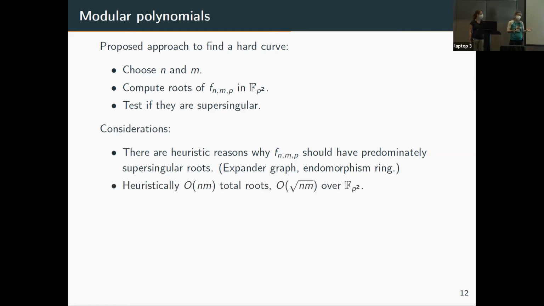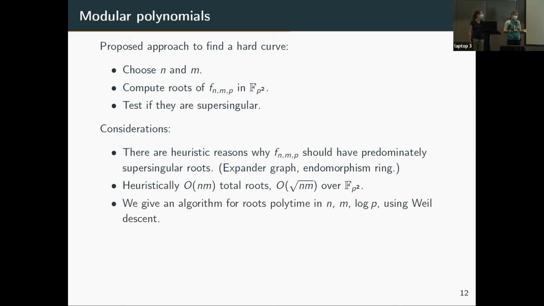We can also do a heuristic to count the number of roots, and what's important is that over Fp squared, those are the roots we would be looking for; there are around square root of nm heuristically. So we can actually give an algorithm which is polytime in nm and log p, even though the polynomials themselves would appear to have exponents as big as p, using Weil descent to get rid of those exponents.